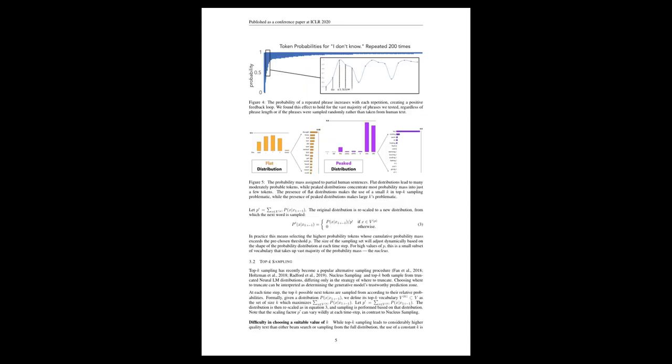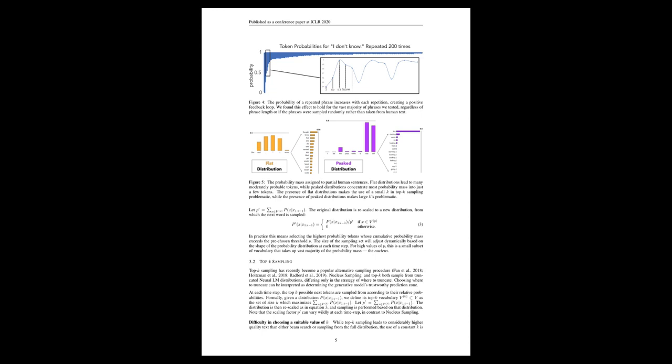This text appears to be an excerpt from a research paper presented at the ICLR 2020 conference. It discusses the relationship between the probability of a repeated phrase and the number of times it is repeated, where the likelihood of repetition increases, creating a positive feedback loop. This was found true for a wide range of phrases tested.